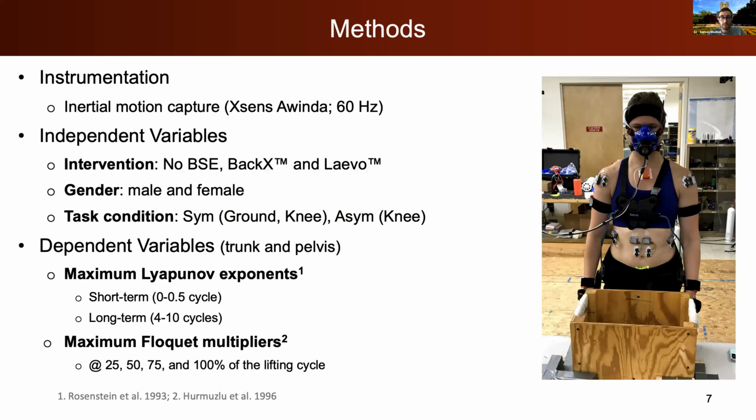We completed a large set of data, but for the purpose of this study, we used the inertial motion capture units data from trunk and pelvis segments. And for our independent variables, we looked at intervention, gender and task condition, and our dependent variables included short-term and long-term maximum Lyapunov exponent, as well as maximum Floquet multipliers for both trunk and pelvis segments at 4 Poincare sections of lifting cycle.